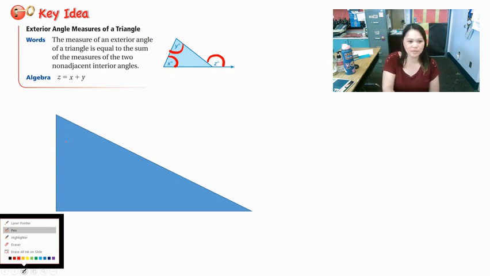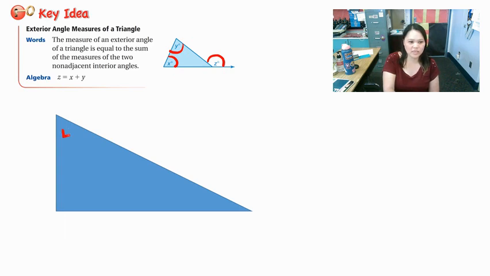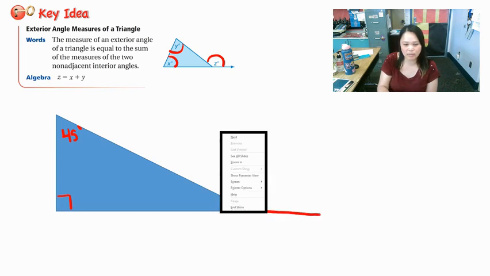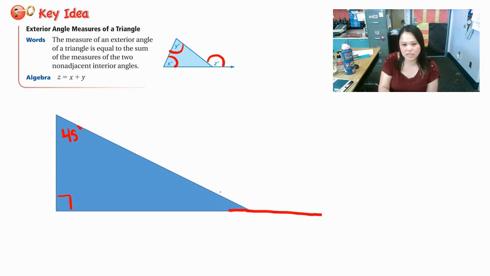So for example, if I had an angle here that is 45 degrees, and this is a right triangle, so I'm going to draw in a right angle so you know it's 90 degrees. And let's say I extended this out that way, I can actually solve for the unknown angle on the outside. So I'm trying to figure out what this is. Now, in order for me to find the unknown angle here, I'm going to follow the definition that I must add the two interior angles that are non-adjacent to the exterior angle.